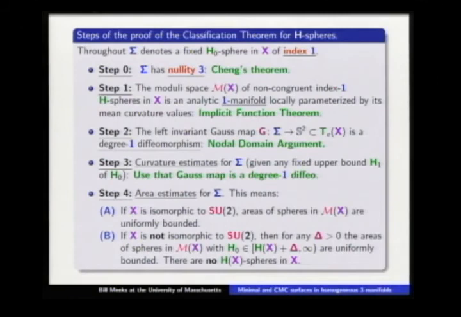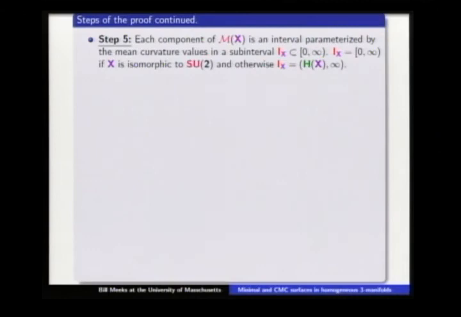Okay, so you have to, for example, know something about the Cheeger constant. You can see that there are no h of x spheres. So that means we're always in the mean curvature, say, when we're in R3 in this range. Okay, and so I'm going to continue.